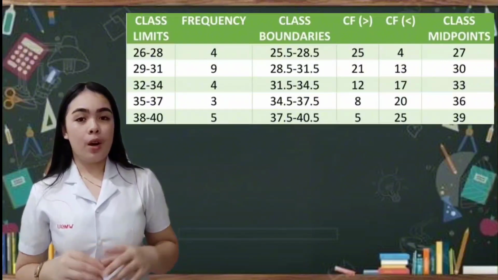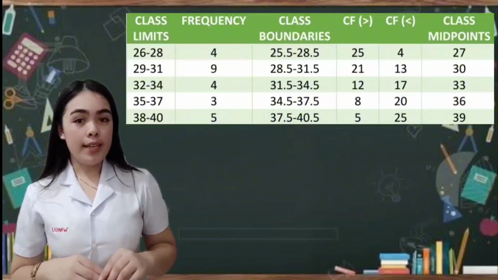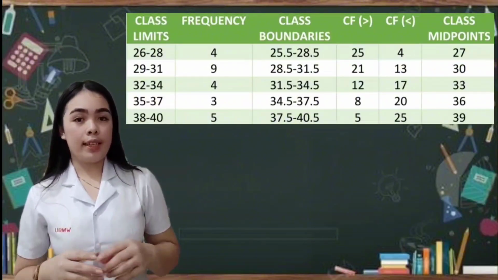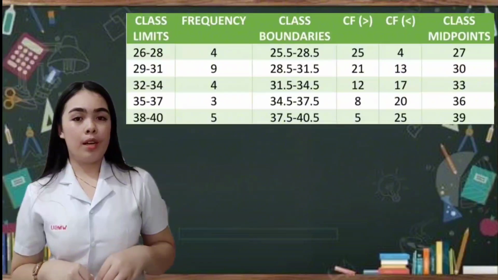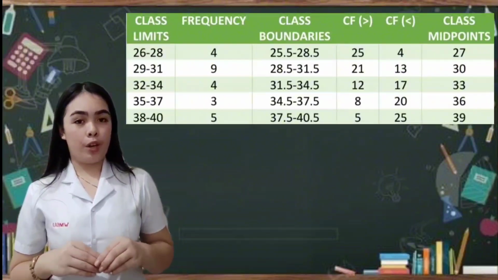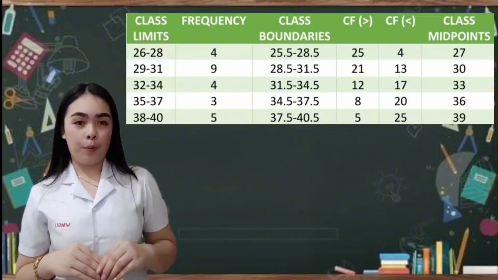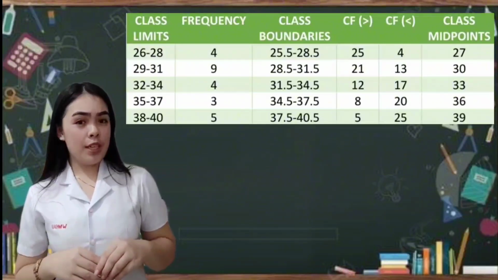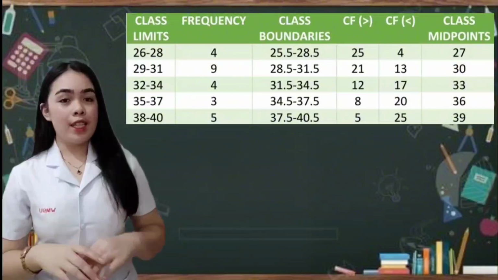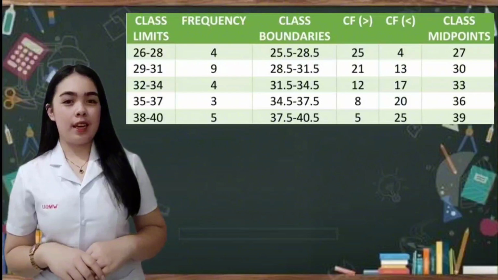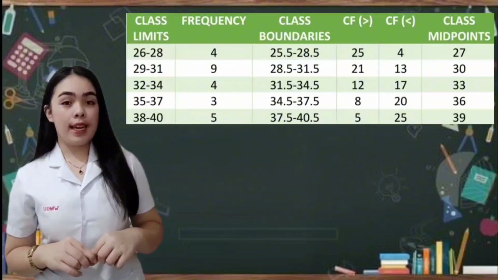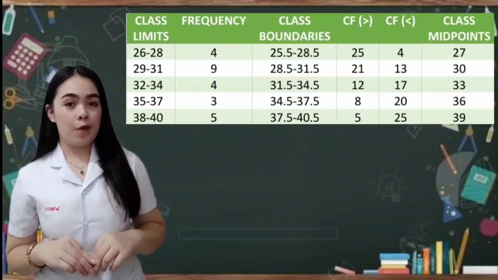In our upper limits, we have 28, 31, 34, 37, and 40. In finding that, we just need to add 0.5. So 28 becomes 28.5, the same with 31 becomes 31.5, 34 becomes 34.5, 37 becomes 37.5, and lastly 40 becomes 40.5. So now let's proceed to cumulative frequencies. We have two cumulative frequencies. First, the greater than cumulative frequency, and second, the less than cumulative frequency.